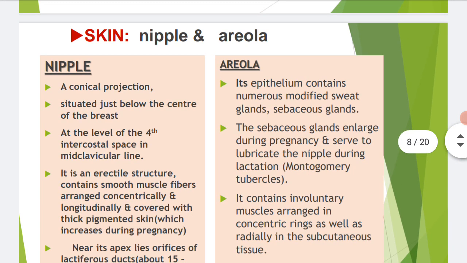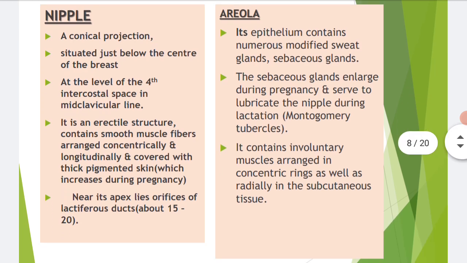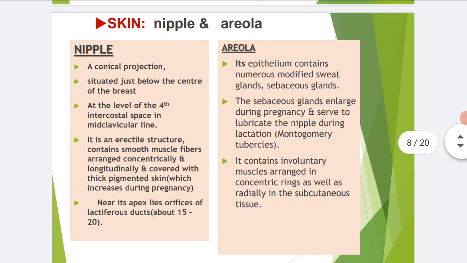Another structure in the skin is the areola. Its epithelium contains numerous modified sweat glands and sebaceous glands at the areola site. The sebaceous glands enlarge during pregnancy and serve to lubricate the nipple during lactation. These are the Montgomery tubercles. It contains involuntary muscles arranged in concentric rings as well as radially in the subcutaneous tissue.